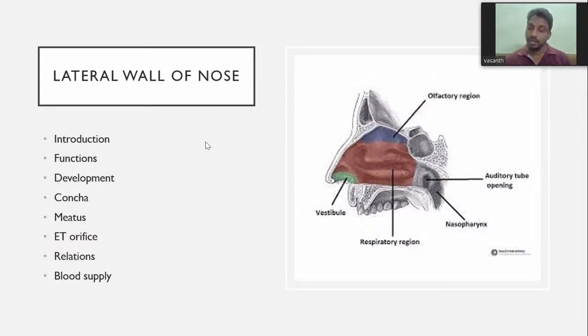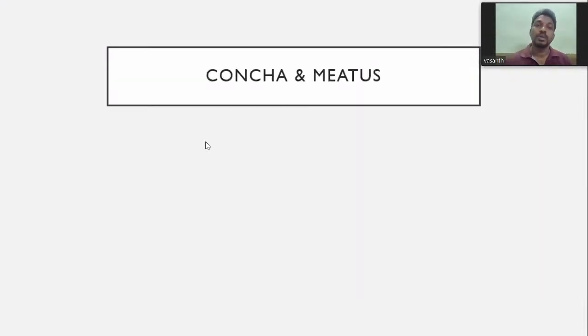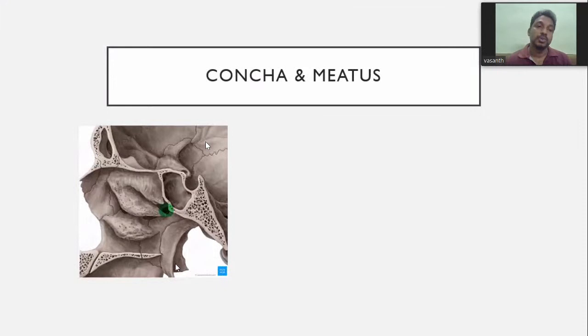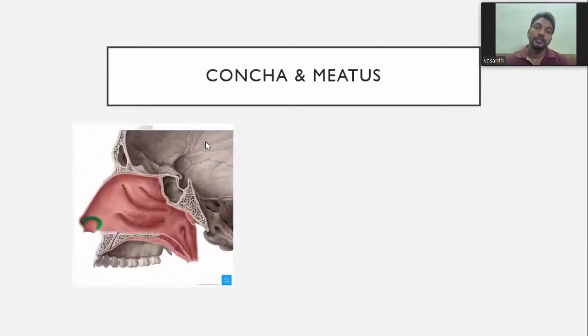And then come the concha. You have three concha: the inferior, middle, and superior. Sometimes you may have a supreme concha above that. The inferior turbinate is a separate bone, whereas the middle turbinate and the superior turbinate are part of the ethmoidal labyrinth. And then comes the meatus.